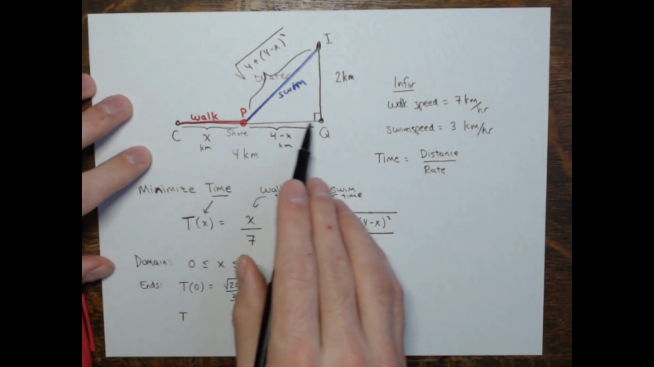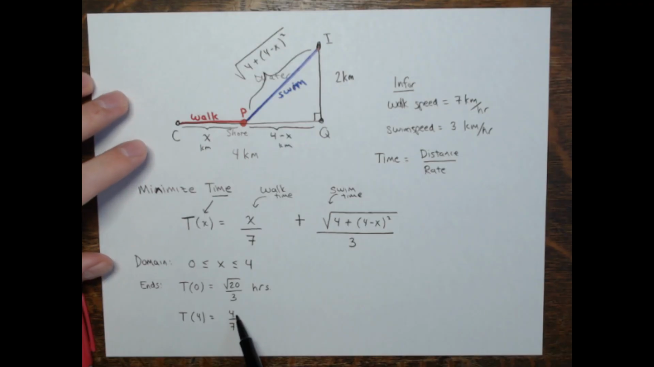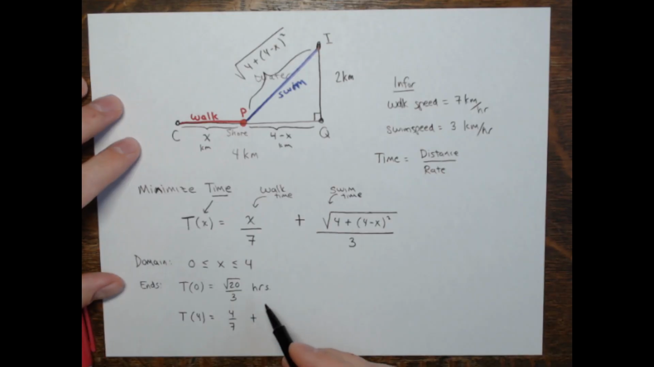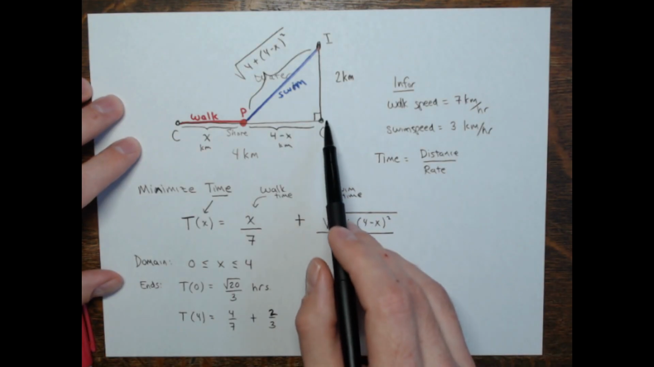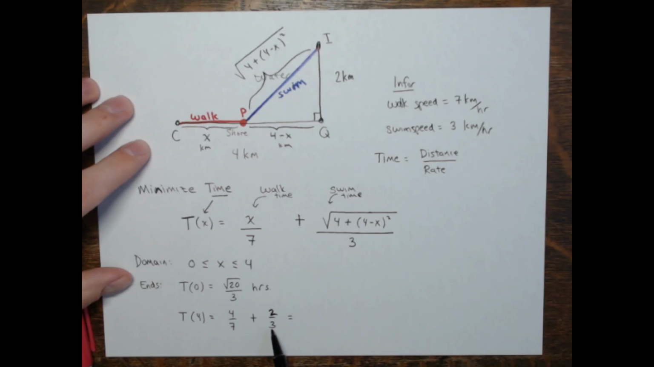And then if I walked all the way to point Q, that'd be the other end, right? Plug in 4. This would be 4/7, 4 kilometers divided by 7 kilometers per hour. That's how long it would take to walk. Plus 2/3. Again, 2 kilometers just to go swim, 2 kilometers over the 3 kilometers per hour. And if you want to put these together, this would be 12 plus 14, that's 26/21 hours.